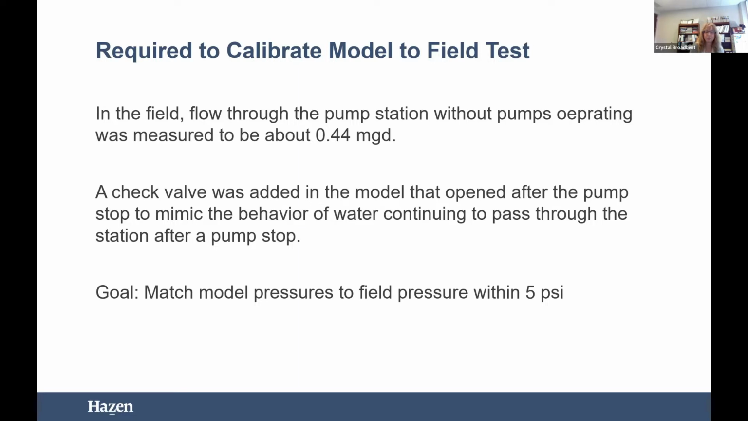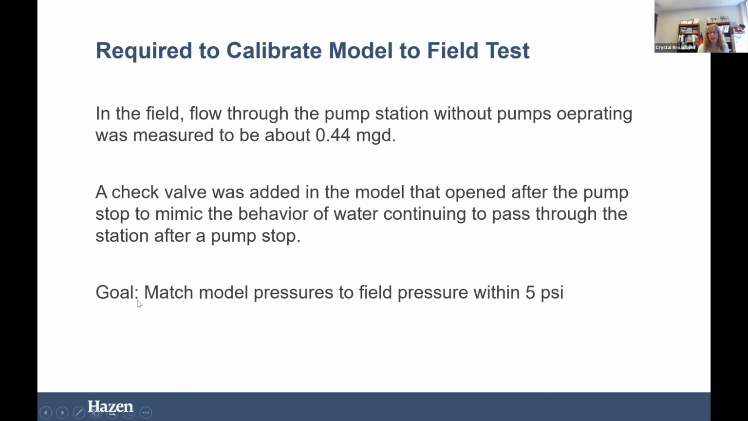So one of the things we noticed in the calibration, once we had stopped the pumps at the pump station, we still noticed there was flow going through the pump station. It was about 0.44 mgd. So we added a check valve to our model that opened after the pump stopped to mimic the behavior of water passing through the pump station. And so we were able to use that as a way to mimic what we saw in the field so that we can work on matching our calibration.